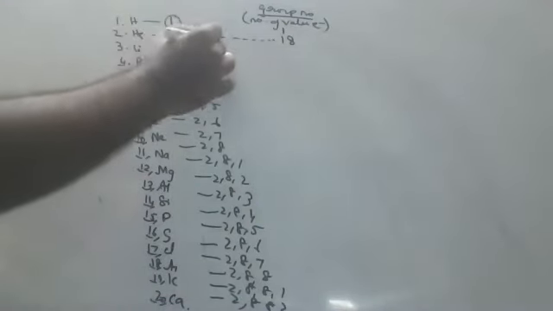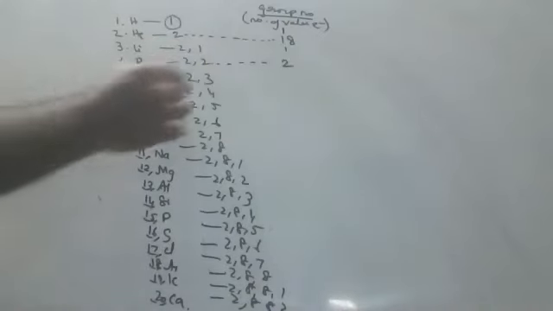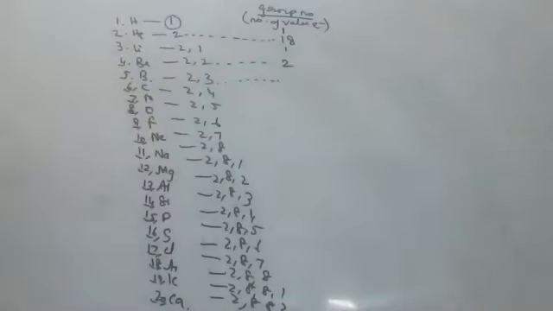This has 1 electron, so it belongs to the first group. This has 2 electrons, so it belongs to the second group. This has 3 electrons, so which group does it belong to, children?